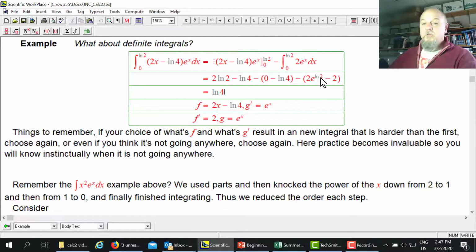E to the ln 2 is just a 2. E to the ln something is just a something. E and ln are inverse functions. So this is 4 minus 2 is 2. So the whole thing, I get a definite number, and the definite number I get is ln 4 minus 2.